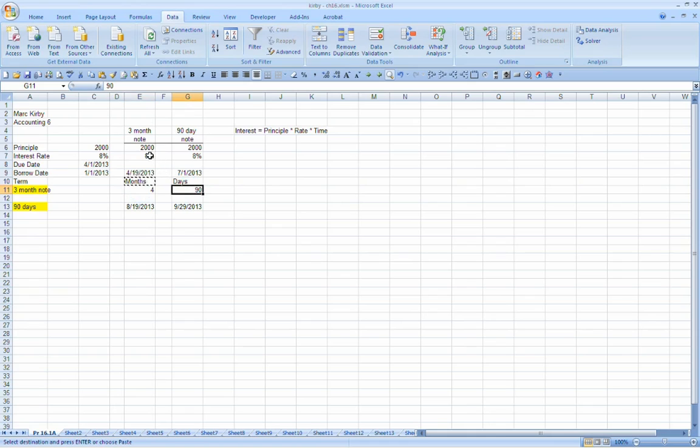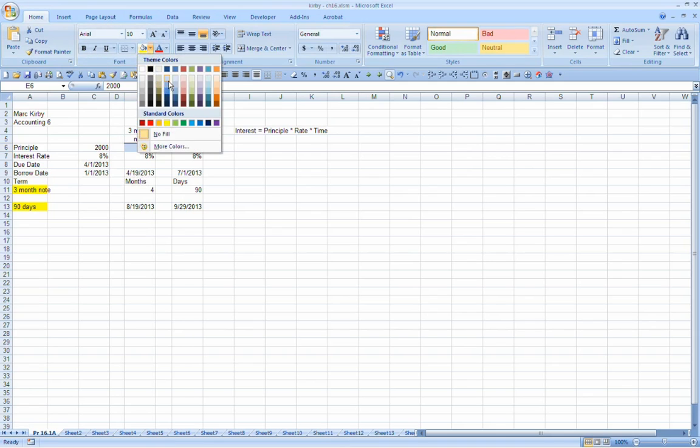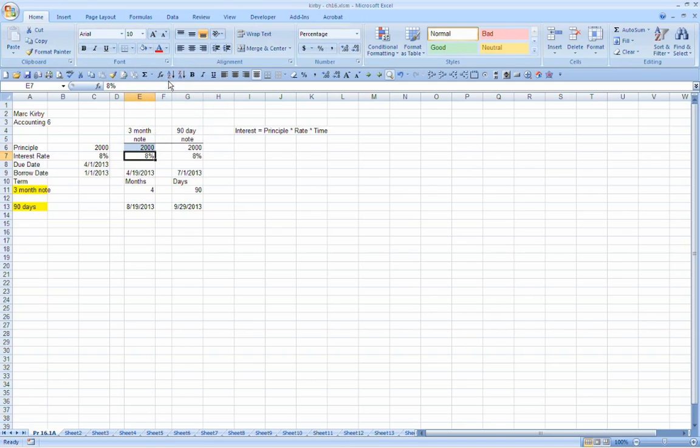Let's highlight our input fields. We're going to use that light blue color that I like a lot. That's an input, that's an input, that's an input, that's an input, that's an input. This is your output right here. Okay?